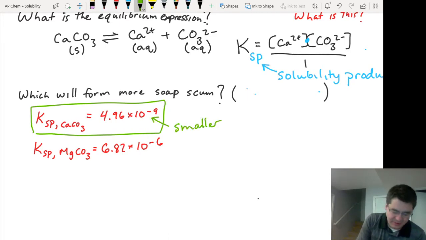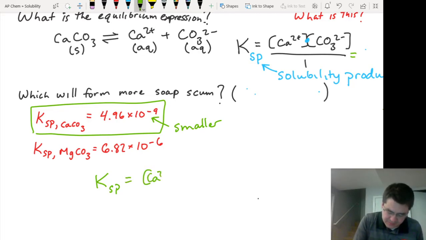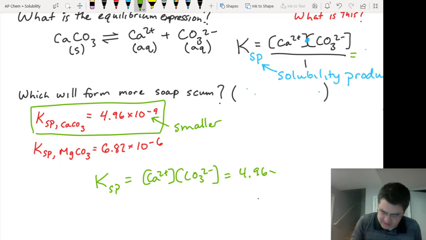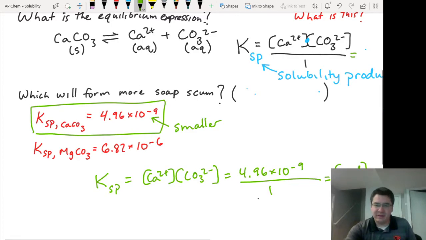And what that means, if I look at this, I'll write it again. Ksp equals Ca2+ times CO3 2- is equal to 4.96 times 10 to the minus 9. And this is basically concentration of product over concentration of reactant.